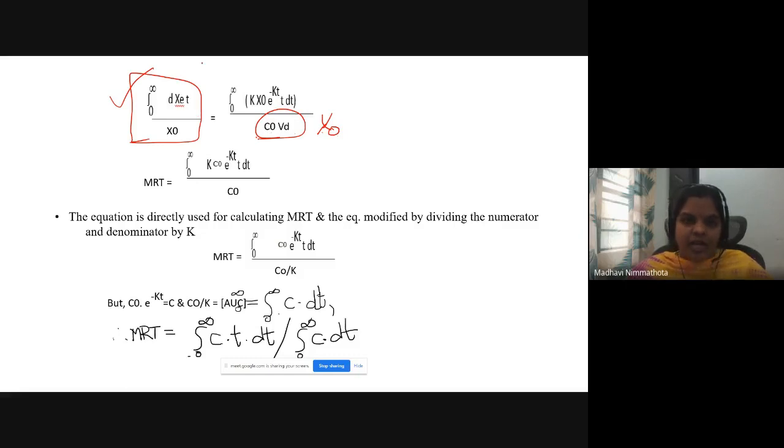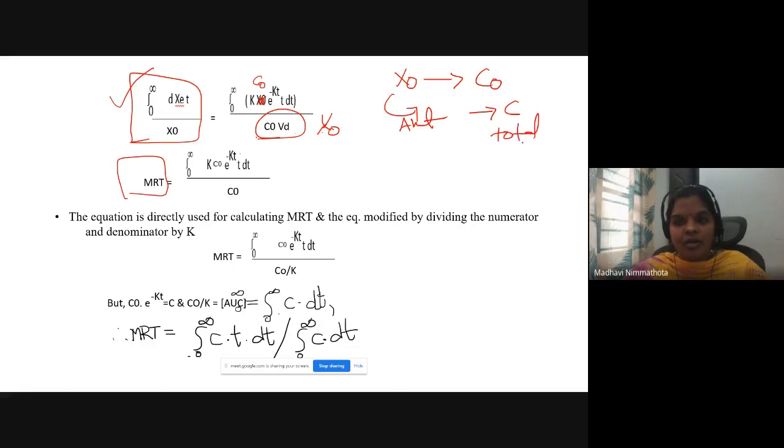We are calculating MRT here. So finally we will get the equation of K into C naught into e to the power of minus kt dt by C naught. Here also you can take C naught. Instead of taking X naught, you can take C naught. X naught is in terms of amount and C naught is in terms of the total drug dose concentration.